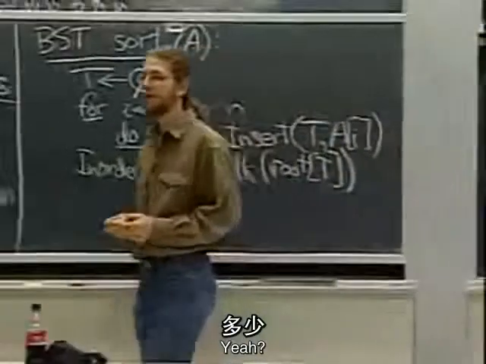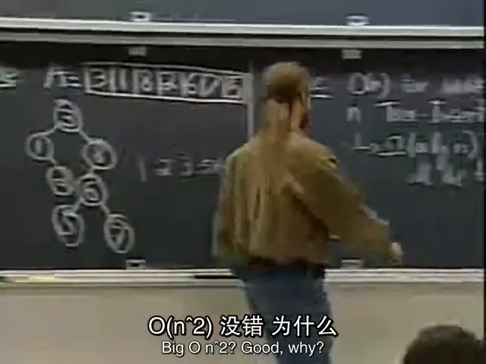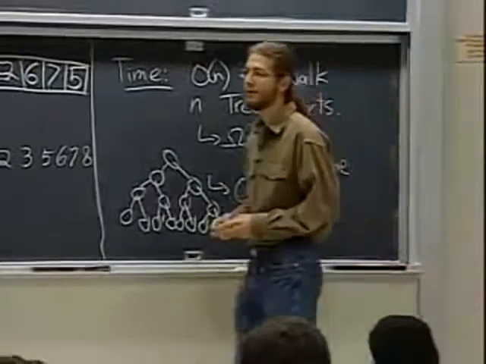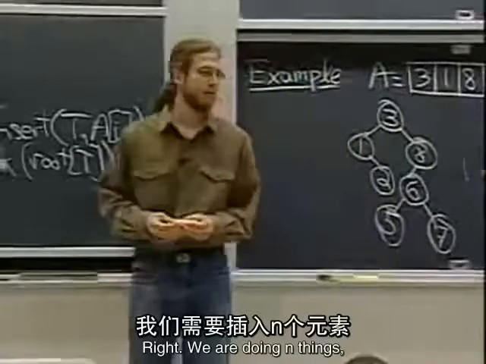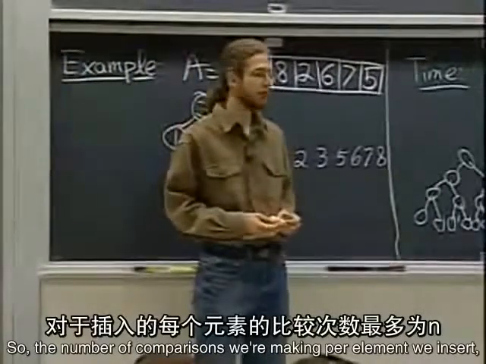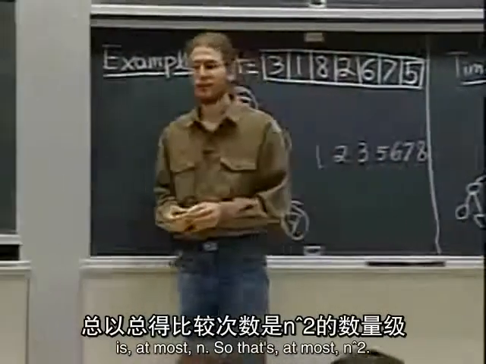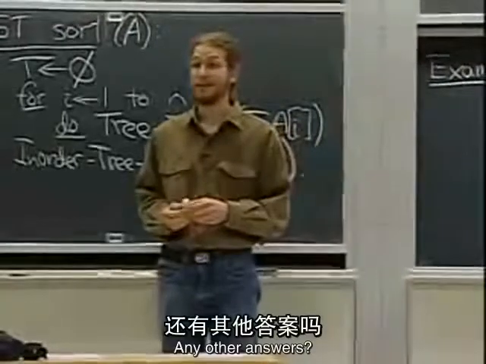Yeah. Big O n squared. Big O n squared. Good. Why? Because you're doing n things, and each of them is big O n, because that's how many are in the tree. Right. We're doing n things, and each node has depth at most n. So the number of comparisons we're making per element we insert is at most n. So that's at most n squared. Any other answers?